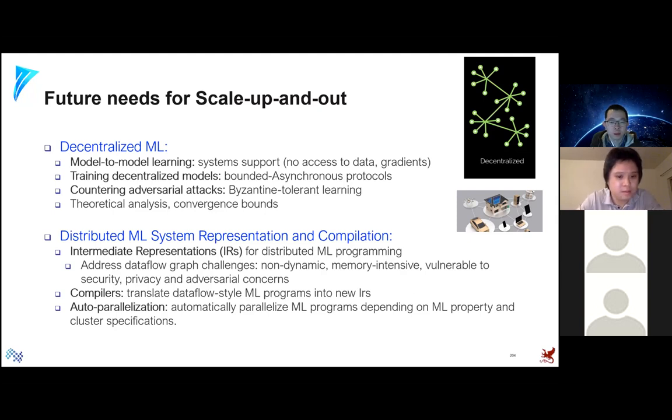The second big topic is compiler architectures for distributed machine learning programs. As we have talked a little bit in the third part of the tutorial, we probably need to develop a new representation of models and also the strategies and the auto-prioritization techniques, and even newer programming languages to help users to easily specify complex machine learning computation on a distributed environment.